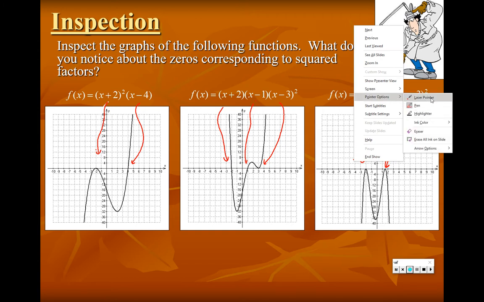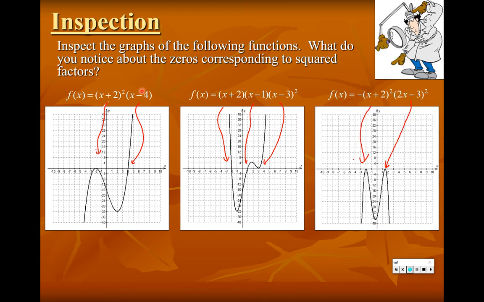Laser pointer, there we go. See, when we have a regular 0, the function just goes right on through the axis like that. When you get a 0 here, it just goes right on through the axis. This one, right on through the axis. This one never happens.